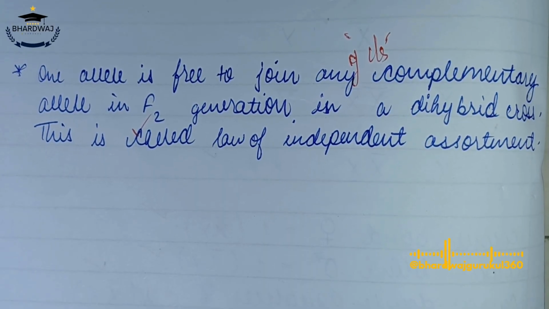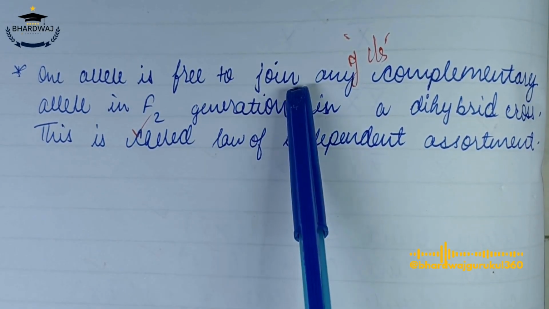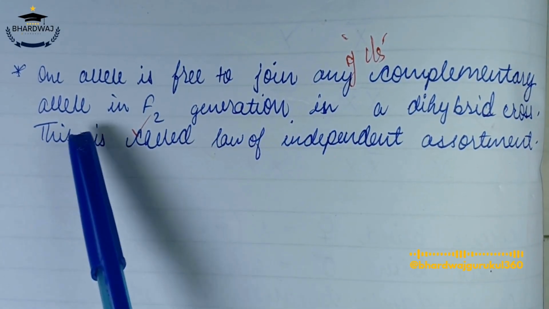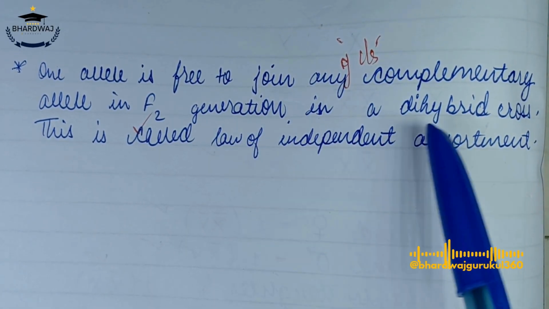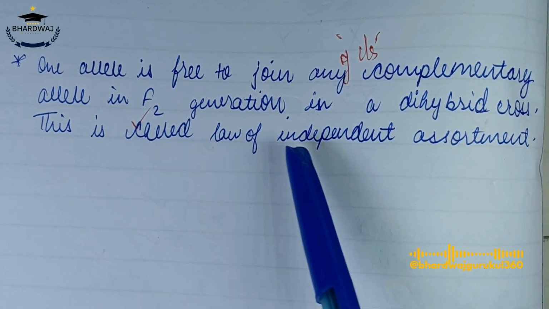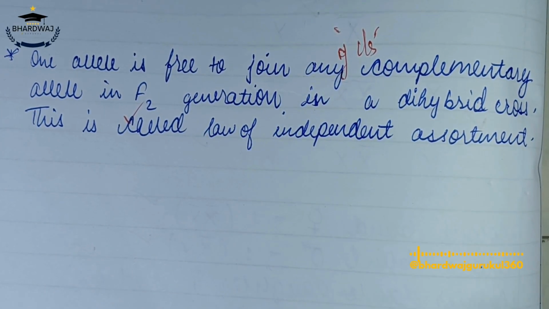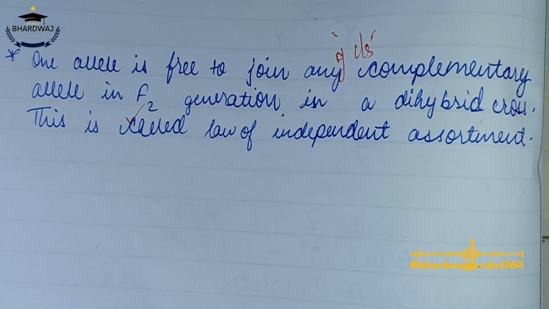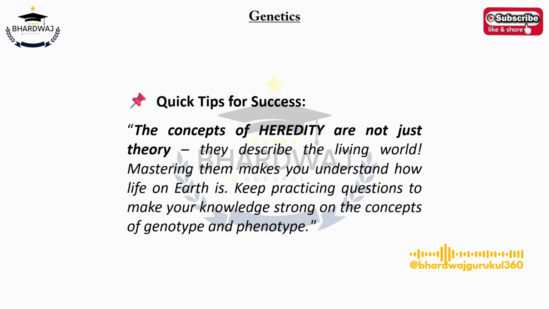Law of independent assortment. One allele is free to join any of its complementary alleles in the F2 generation in a dihybrid cross. This is called the law of independent assortment, which is the third law of the laws of inheritance given by Mendel.